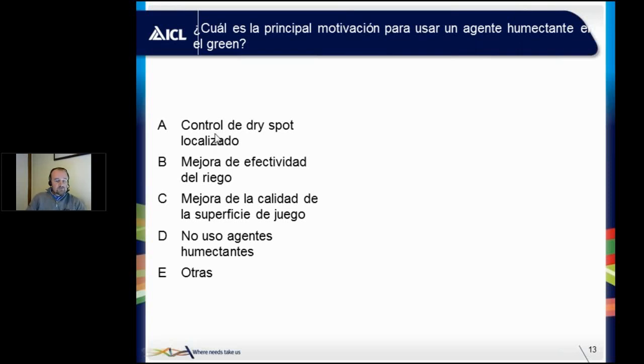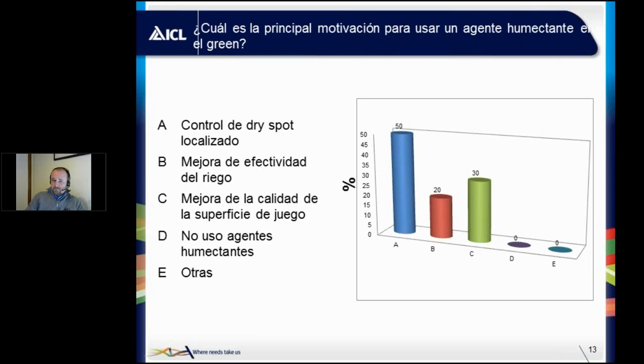Give them a number of options to control localized dry spot. Is it to improve irrigation? Is it to improve surface playing quality? Or are they something that the golf course superintendent does not use? The results to the survey came back like this, in that golf green wetting agents were used by all the golf course managers that we questioned, and the majority of them selected a golf green wetting agent to control the development of localized dry spot.